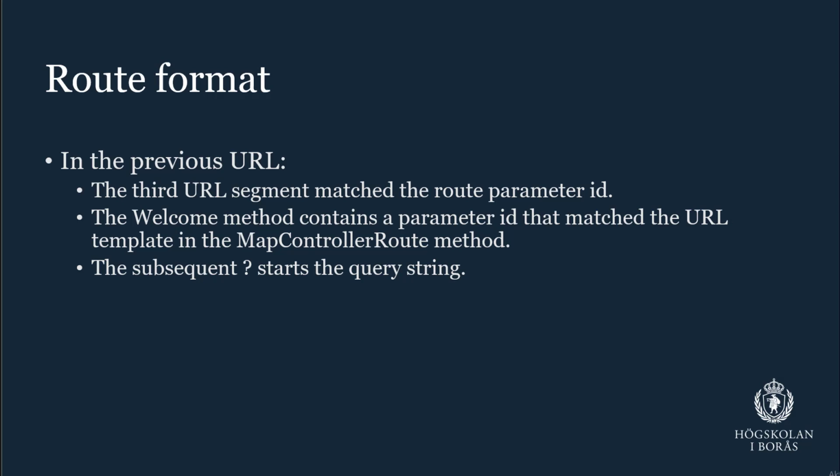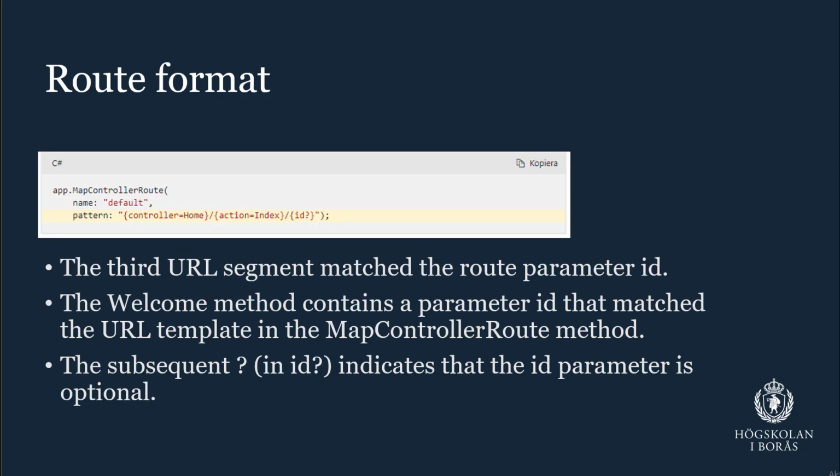So here we have the possibility of combining both of these techniques actually. We can use the ID value here in our MapControllerRoute, and we can use our query string initializer with the question mark and have these field value pairs. So the third URL segment matched the route parameter ID, as we can see in the pattern above. The Welcome method contains a parameter ID that matched the URL template in the MapControllerRoute method. The question mark in id? indicates that the ID parameter is actually optional within the pattern.